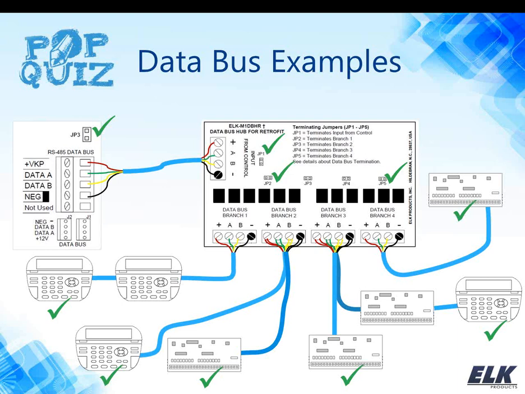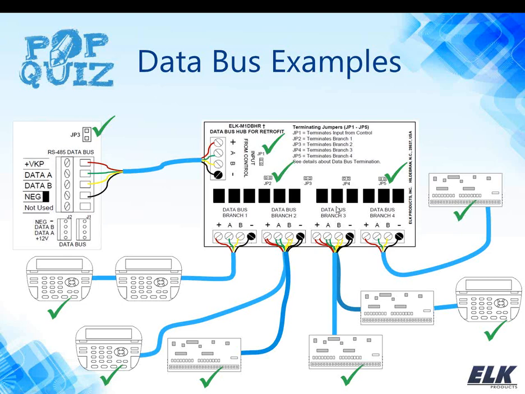So if we look at branch 1, you can see we have an example similar to our very first example where we just had the 2 keypads connected to the control. So we've got 2 keypads daisy chained into branch 1. We're going to terminate the keypad at the end of that run, and then we also need to terminate JP2, which is the termination for branch 1, because we don't have a second run to terminate going into that branch. And it's always looking for 2 termination points.